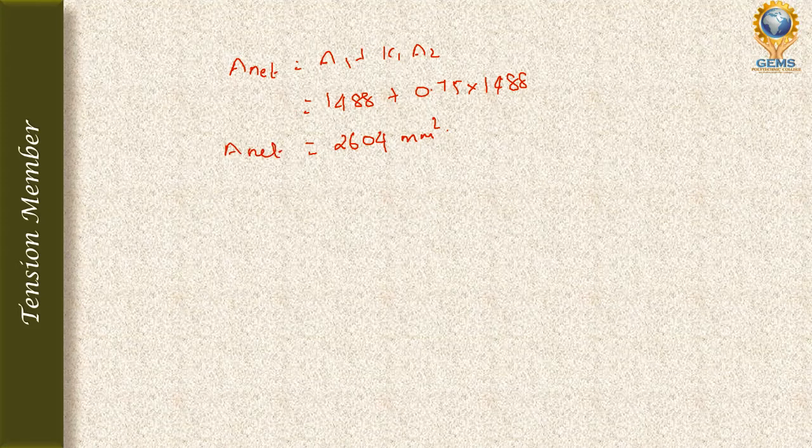So we know the area of the net and this sigma AT. So what is the tensile strength of the angle? 2604 into 150. So it comes as 390,600 Newton or 390.6 kilo Newton. So this is the tensile capacity of an angle, PT.